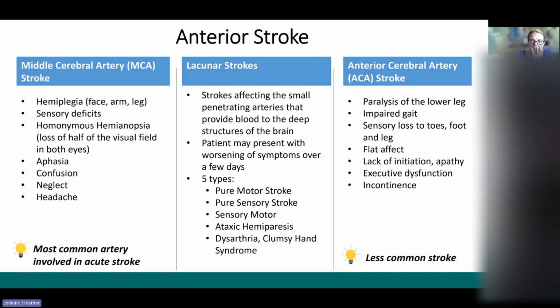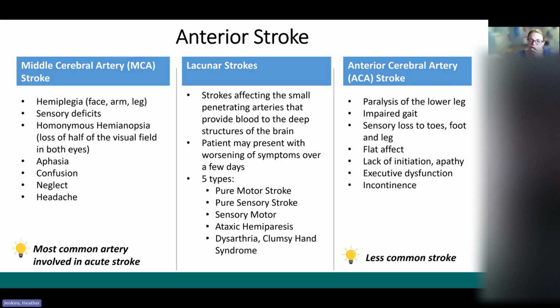I'm going to jump over to the right side of the screen and look at the anterior cerebral artery, which is really going to be mostly your frontal lobe. We can see paralysis, but we tend to see it of the lower leg rather than the whole leg. So we are seeing impaired gait. We have a matching sensory loss.